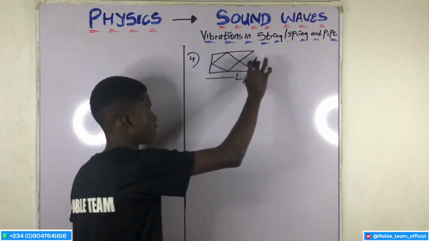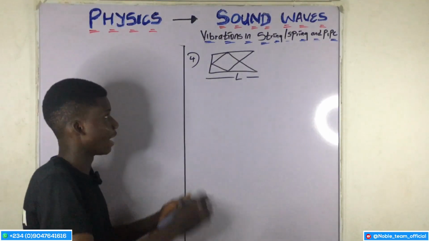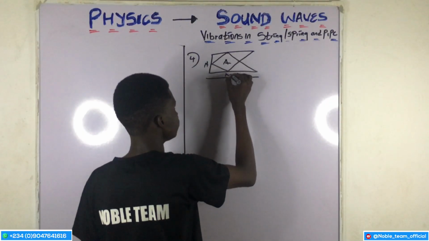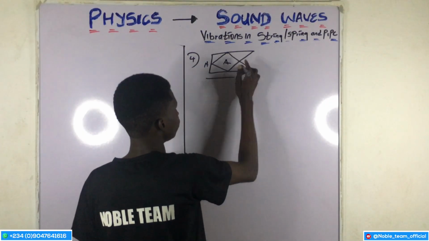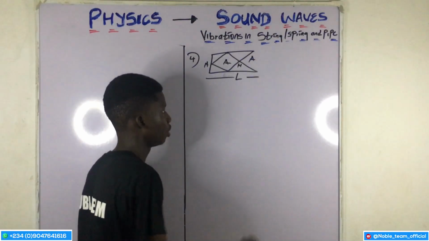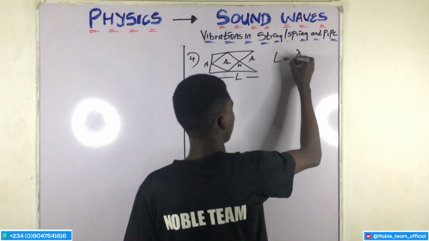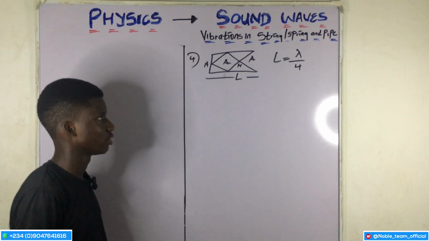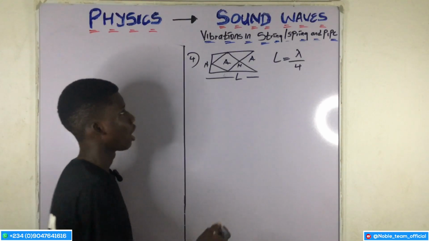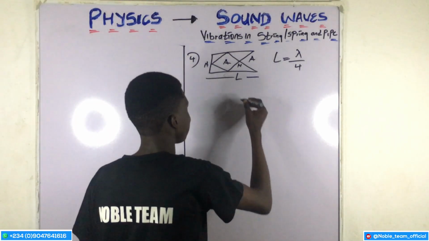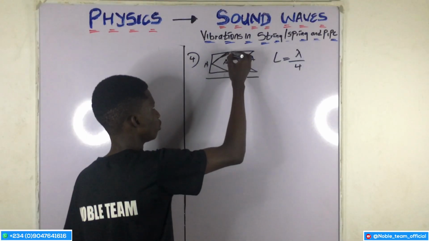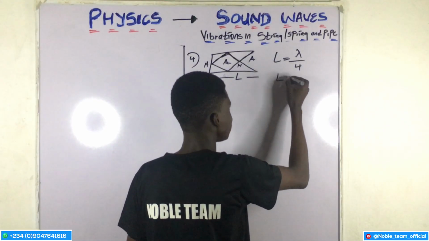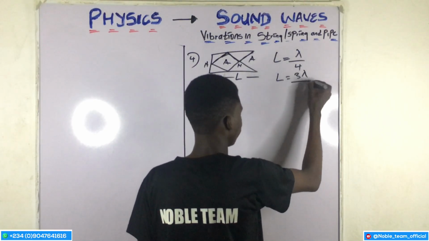So remember that this is a closed pipe, because this is closed and this is open. It's like saying that this is my node, this is antinode, this is node, this node, and this antinode. Okay, good. So L is equal to lambda over 4 in a closed pipe. I've explained all these things. Now how many lambda do we have in here? 1, 2, 3. So L is equal to 3 lambda over 4.